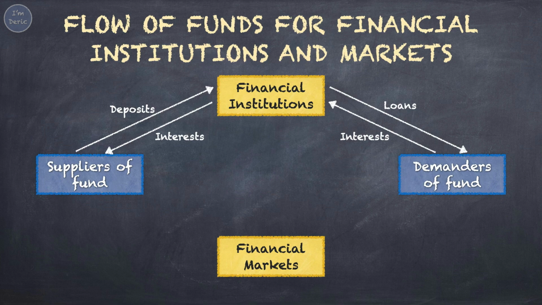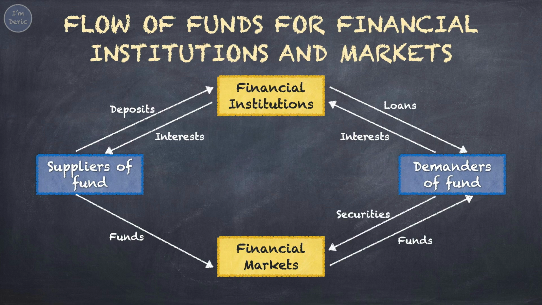The second way, if you don't want to deposit your money in the bank, you may consider investing your money in the financial markets, such as the share market or bond market. Suppliers of funds provide money to the financial markets through buying shares or bonds. Then, the financial markets will transfer the money to the demanders of funds. For receiving the money, the demanders of funds will provide securities to the financial markets. Securities mean the certificate of shares or bonds. And then, financial markets will transfer the securities to the suppliers of funds. That's how we buy shares and bonds in the financial markets.